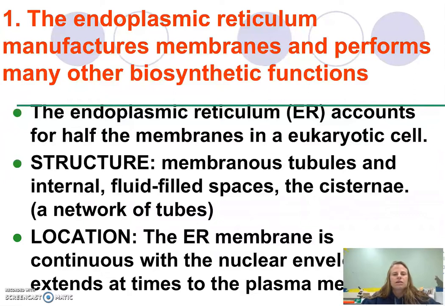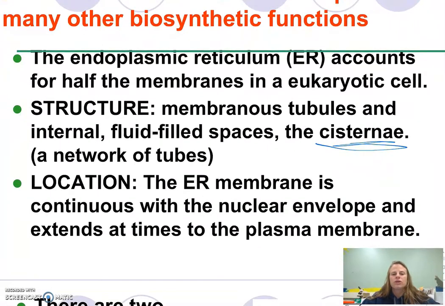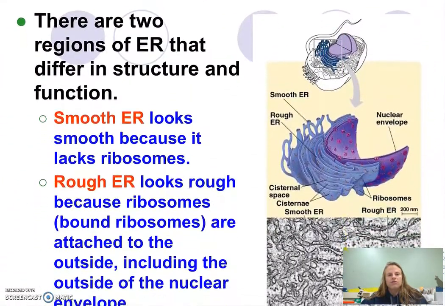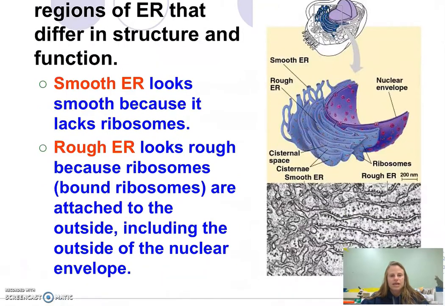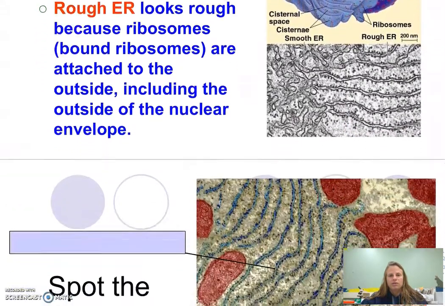The endoplasmic reticulum is the membrane factory, a network of tubes known as the cisternae that have fluid-filled spaces. The ER membrane is continuous with the nuclear envelope and then is going to extend at times to the plasma membrane. And there are two types of ER. You're going to have your rough ER and your smooth ER. The smooth ER lacks ribosomes, whereas the rough ER contains bound ribosomes. And we know that ribosomes are the site of protein synthesis.